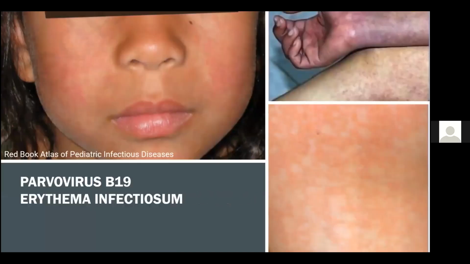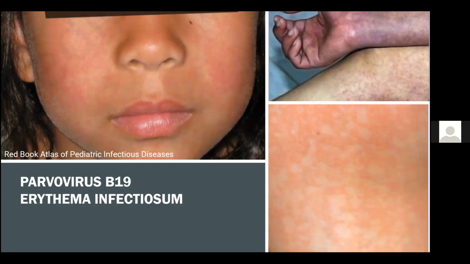Parvovirus B19, or erythema infectiosum, this is also known as slap cheek disease, and this occurs in prepubertal school children, occurs in winter and spring, and is transmitted by respiratory droplets or blood transfusion or via the placenta. Incubation period is 5 to 15 days.